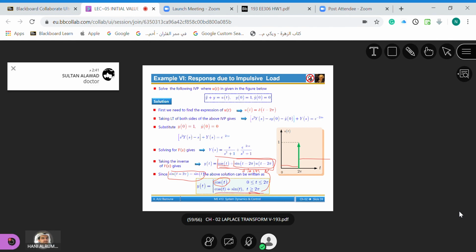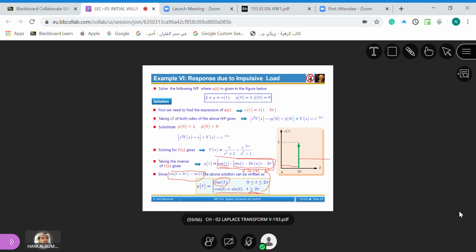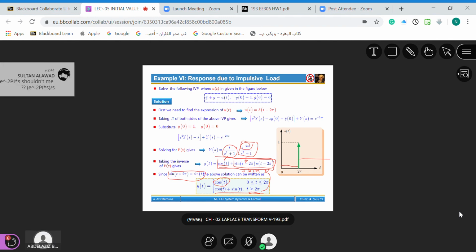Why, for times up to 2 pi, is plus sin t not included? We have only this term, and this term is cosine t. This one will become active after, because the exponential of minus 2 pi s is here for this term. And this term will be this only. Okay? Any question?